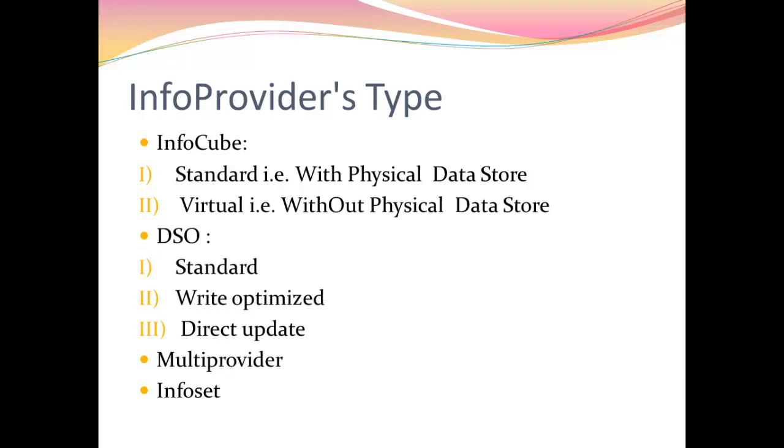Whereas an info set is similar to a multi-provider, but it makes the intersection of data. Both of these do not store the data, and at runtime the data is fetched from their respective info providers.